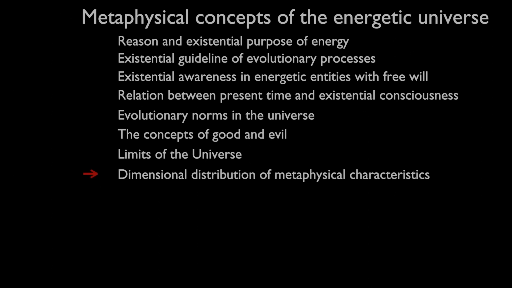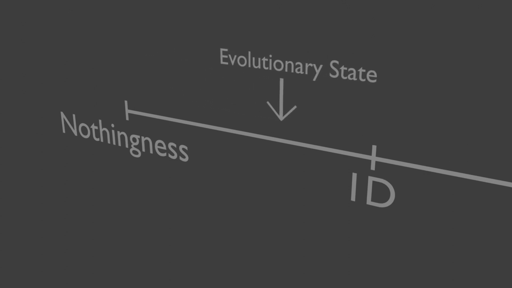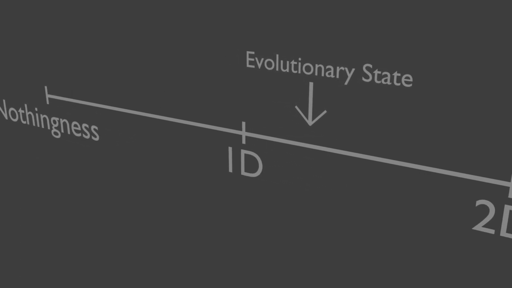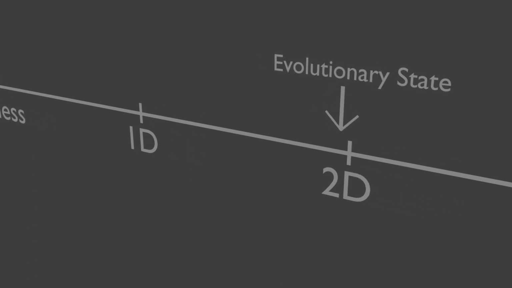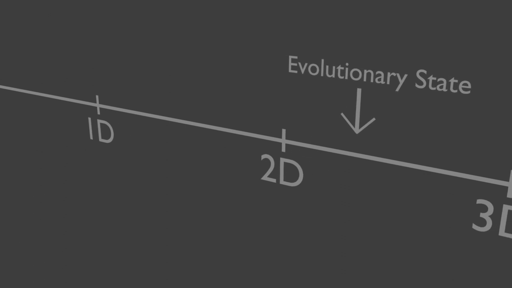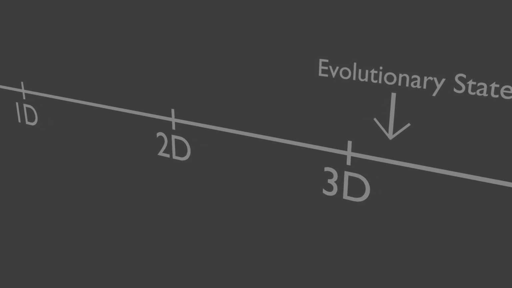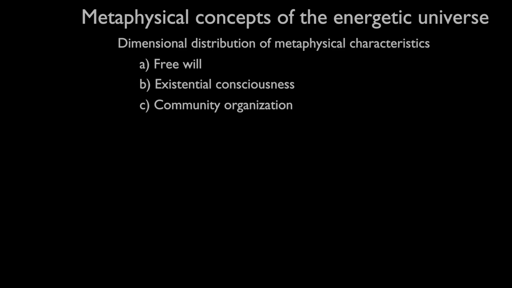Dimensional distribution of metaphysical characteristics. The evolutionary metaphysical characteristics of the universe are distributed from the first to the nth minus 1 dimension by increasing or decreasing ranges. This distribution indicates the existential particularity of each one of the dimensions and gives us indications of how the extreme existential characteristics would be like in the first and in the nth minus 1 dimension. According to the latter, the supreme existence in the nth dimension could be discerned. The distribution of some of the most relevant metaphysical characteristics of the universe are: A.